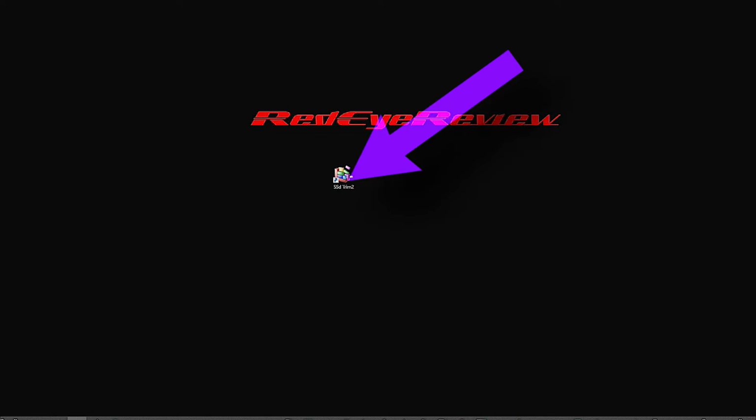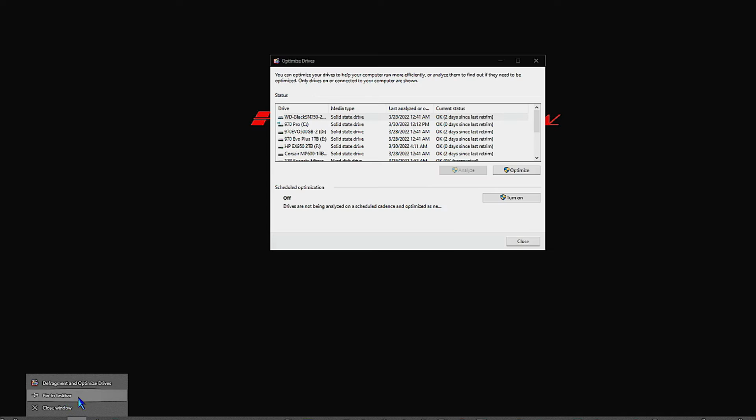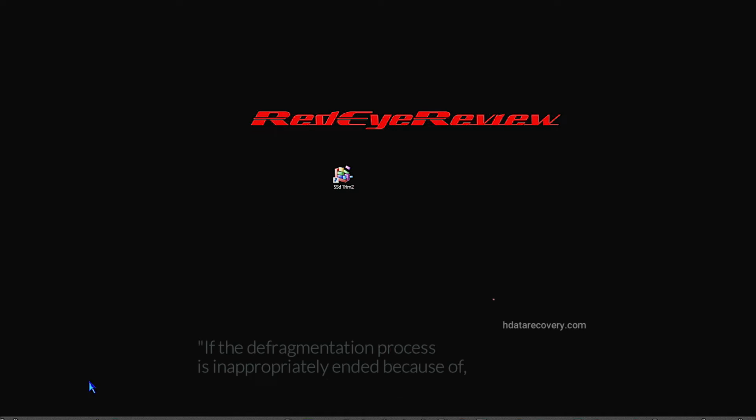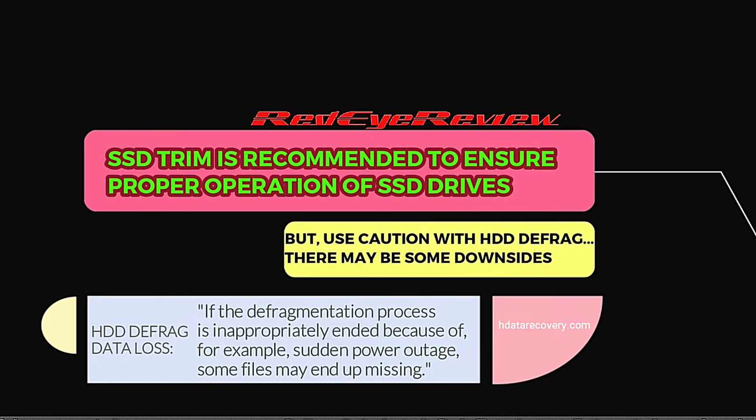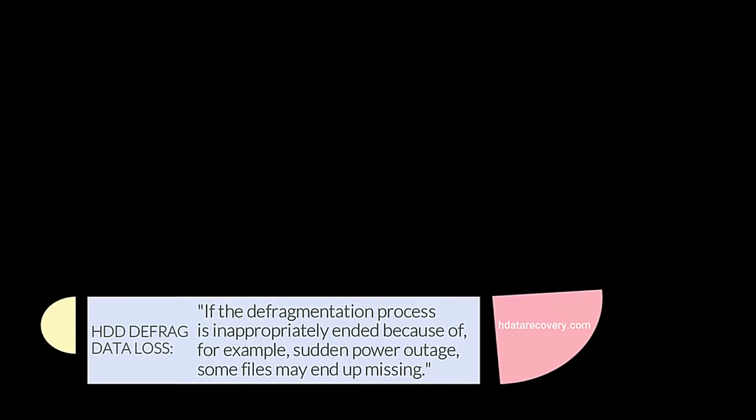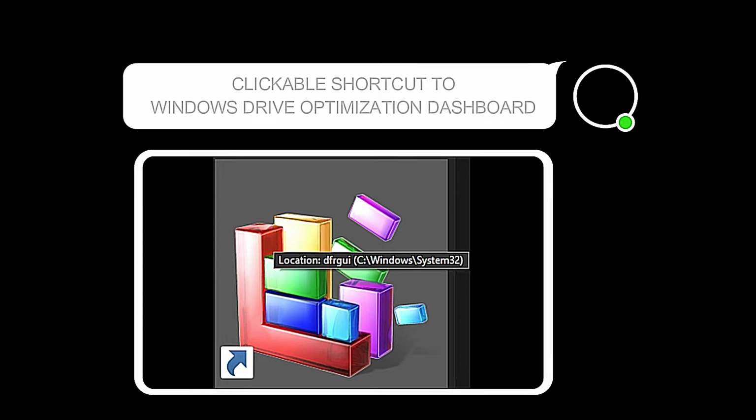So we're going to create a clickable shortcut link on the Windows desktop so that we can directly access the drive optimization controls within Windows 10. This will just allow us to keep a closer eye on what's going on with the SSDs and the HDDs installed in the system. For example, when's the last time an HDD was defragmented, and/or when was the last time an SSD was trimmed.